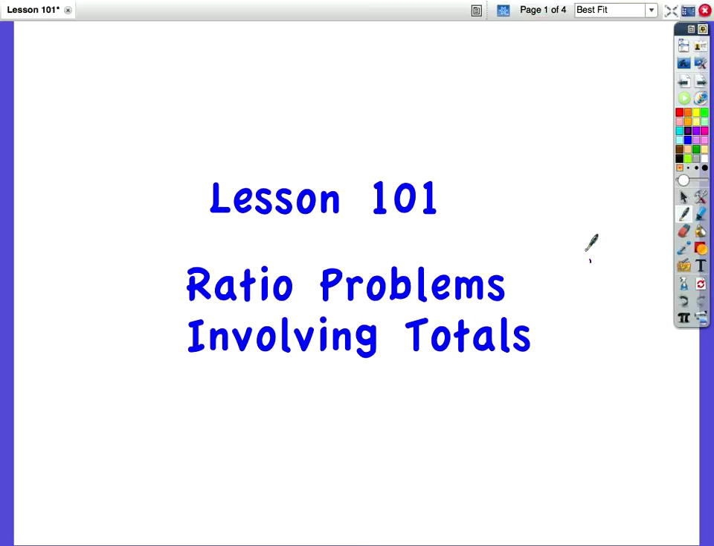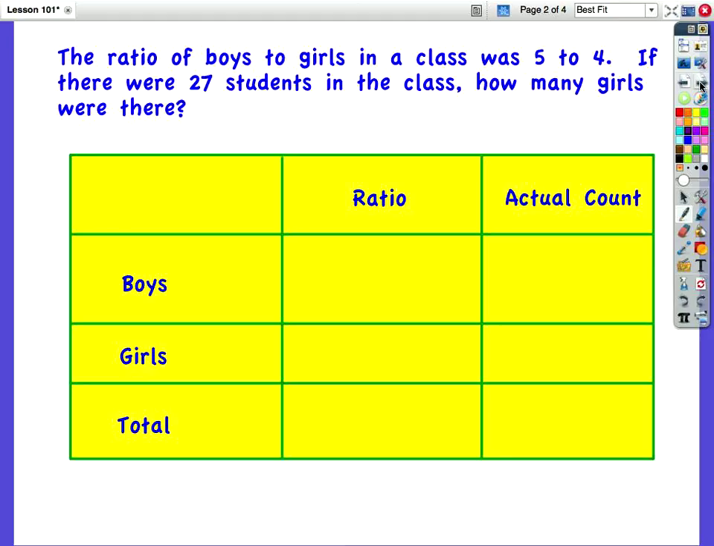For lesson 101, we're going to talk about ratio problems involving totals. The example says the ratio of boys to girls in a class was 5 to 4. If there were 27 students in the class, how many girls were there? Before, we just had the two categories, boys and girls. Now we're adding an extra row that's going to be our total.